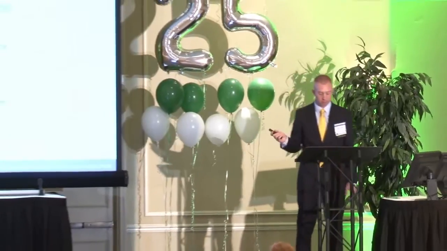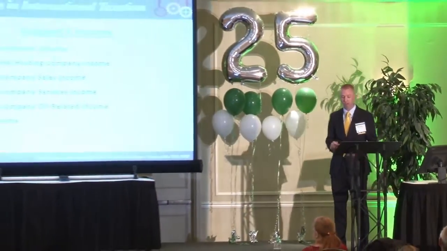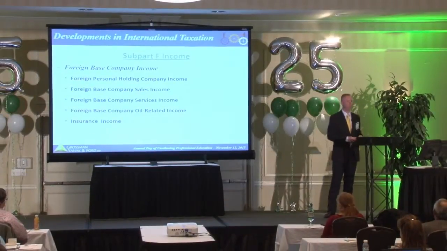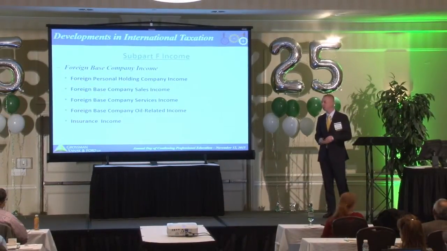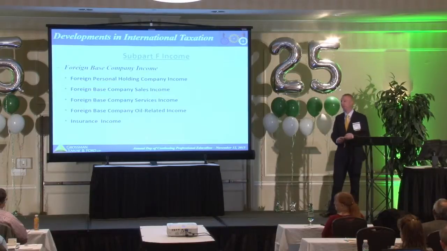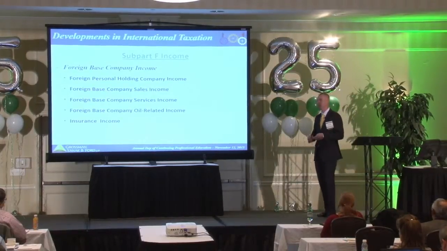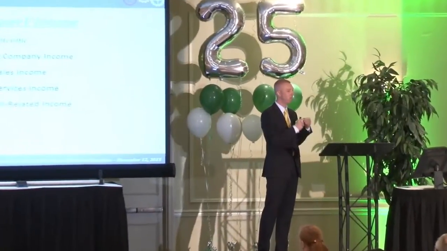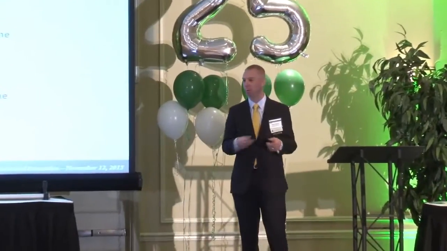The first one is foreign personal holding income, and this is dividends, interest, rents, royalties, annuities. So if that foreign corp is a controlled foreign corp and they're getting interest income or dividend income or rental income or royalty income, that's going to be subpart F income, which is included on the U.S. return even before you bring the money back.